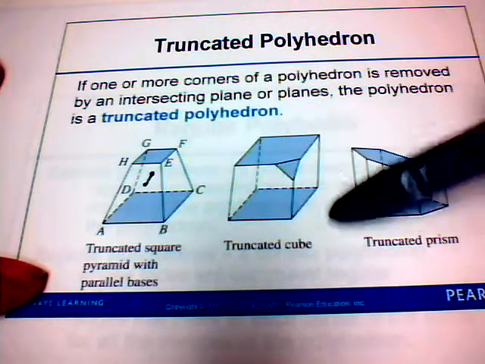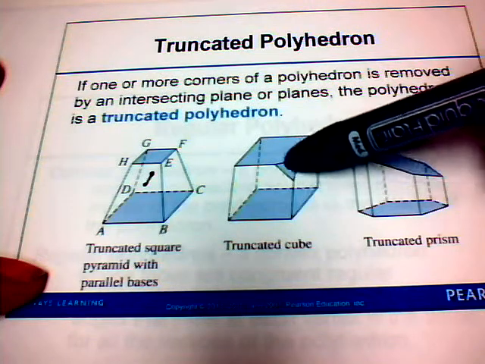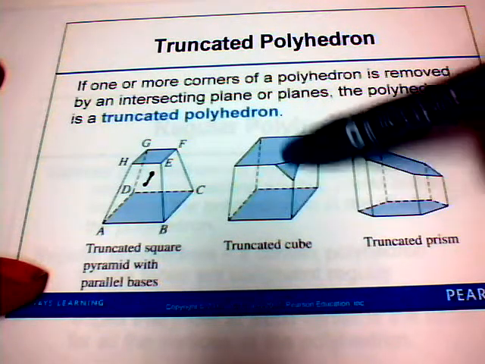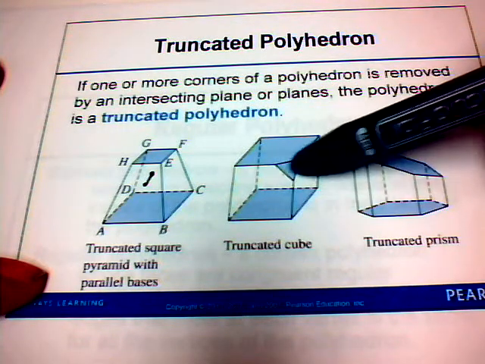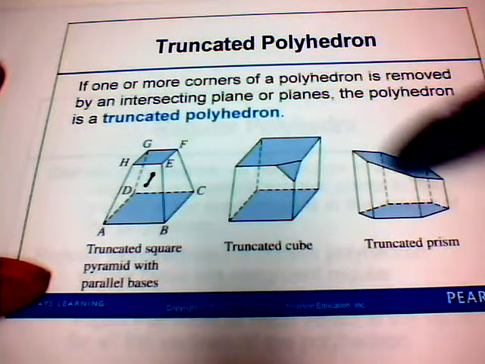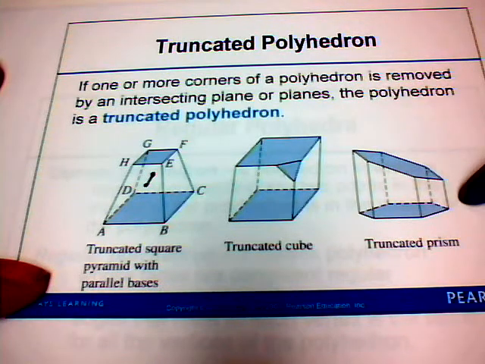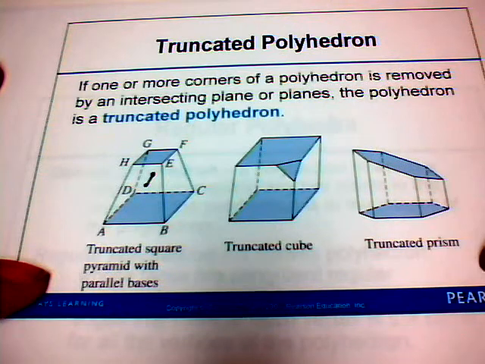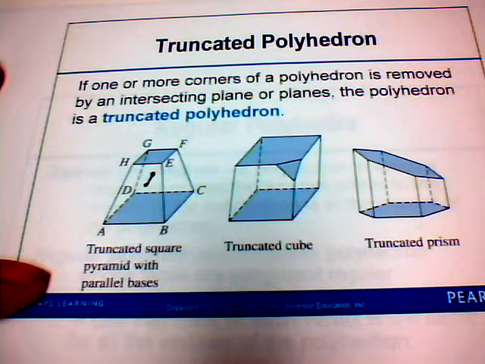And also a truncated cube, where the edge of this cube has been cut off, so that edge is in the form of a triangle. And then part of a prism has been chopped off completely at an angle. So this is a truncated prism.